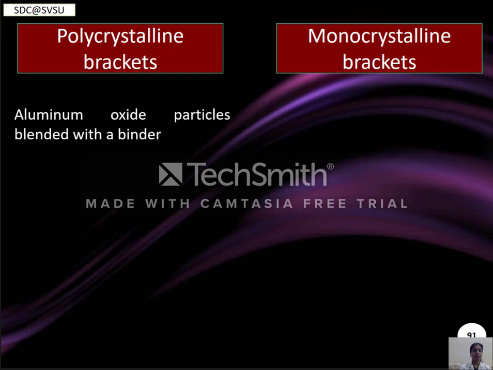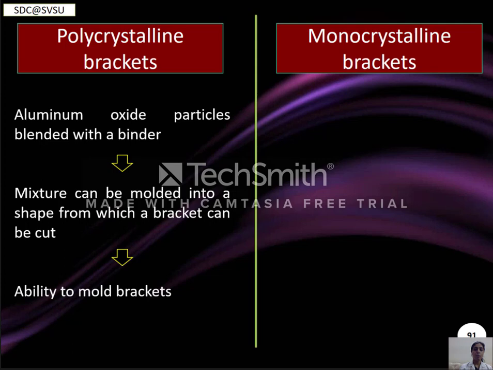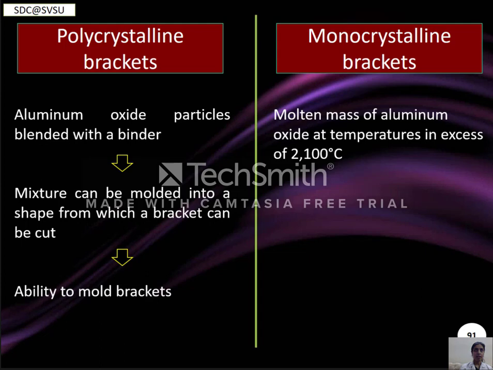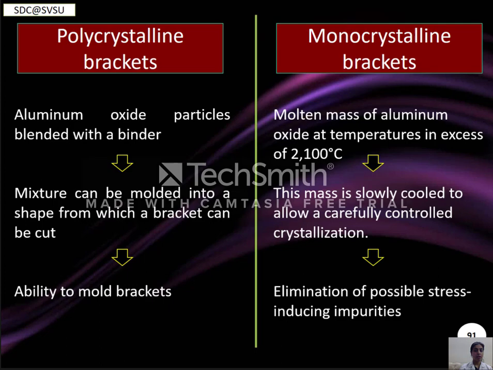Polycrystalline brackets are basically formed of alumina oxide particles which are blended with a binder. The mixture can be molded into a shape from which a bracket can be cut into the desired shape. In the monocrystalline bracket, a molten mass of alumina oxide is heated at a temperature of more than 2100 degrees Celsius. This mass is then slowly cooled down, which eliminates the possible stress-induced impurities.